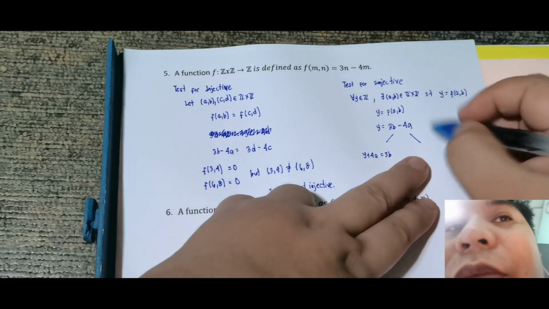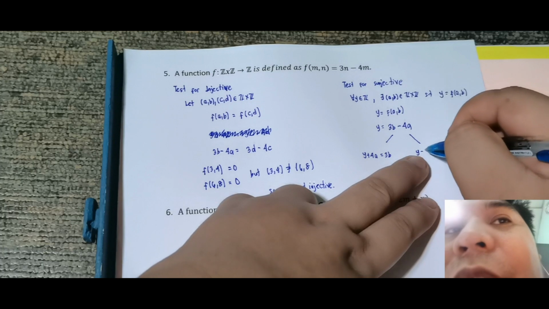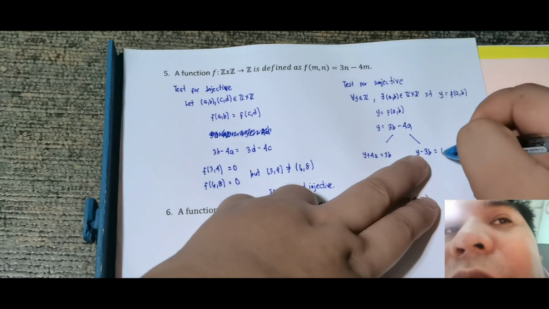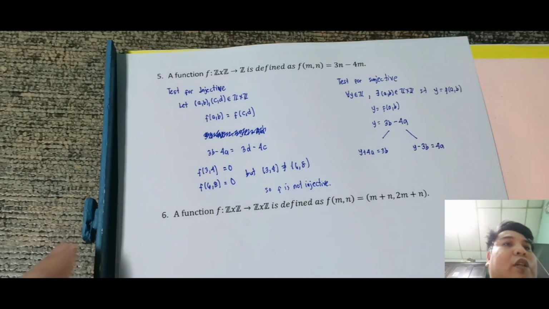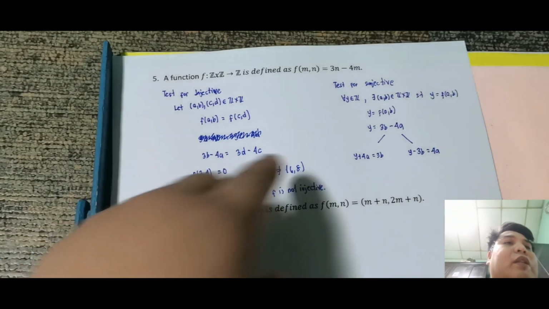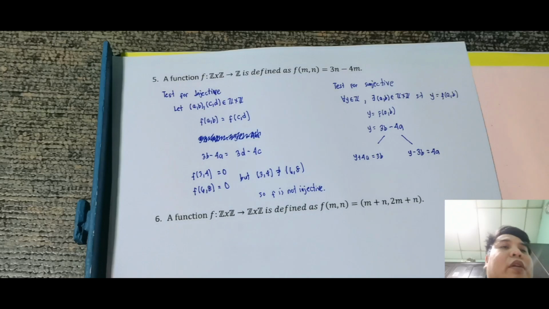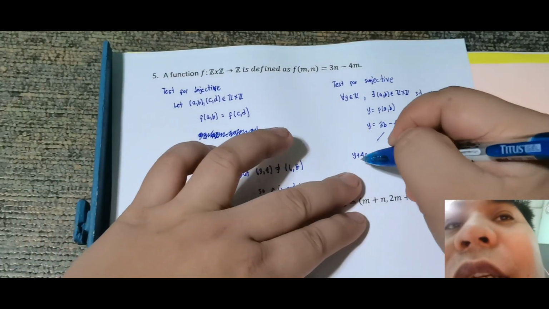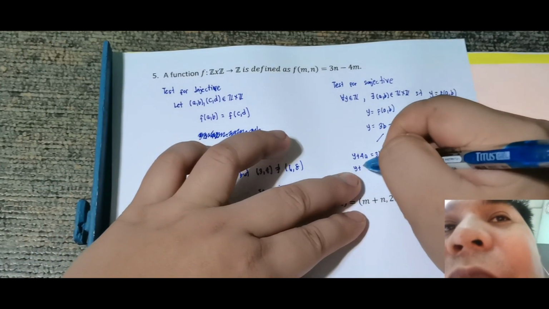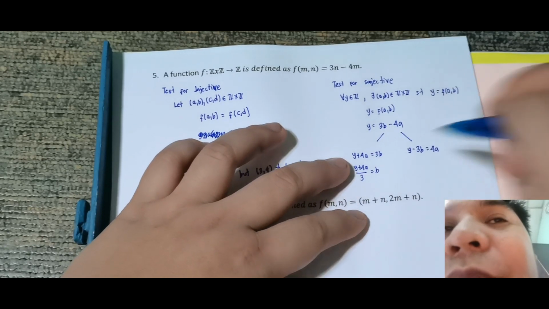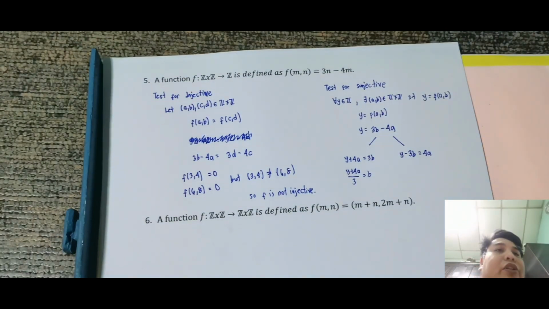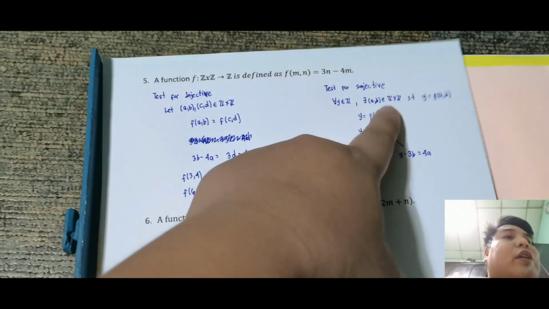Yung pangalawa, y minus 3b is equal to 4a. Okay, so i-check natin kung yung mga values ng a and b na yan dapat laging integers pa rin. So check natin, this is divided by 3. So this is y plus 4a over 3 is equal to b. Ngayon, check natin kung siya by integers, kasi integers si b dun eh.